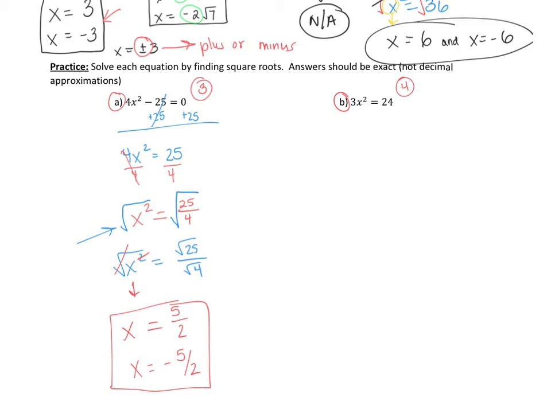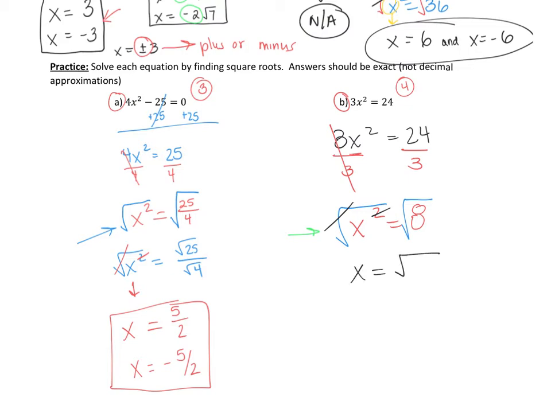The first thing I need to do, I'm gonna rewrite it so I can see it better. My x squared is not by itself, so what I need to go ahead and do is divide by 3 to get x squared on its own. Now these 3's will cancel out, and I'm left with x squared equals 24 divided by 3 is 8. So now I am at the point where I could take the square root of both sides. So I'm going to take the square root of this, and I'm going to take the square root of this. Now, this will cancel, and I'm left with x equals the square root of 8.